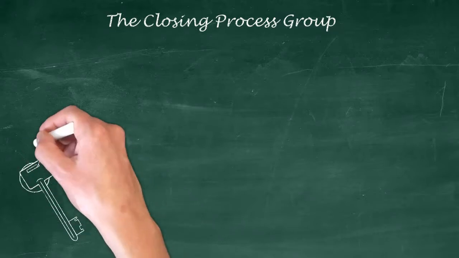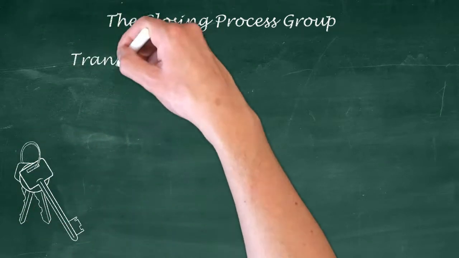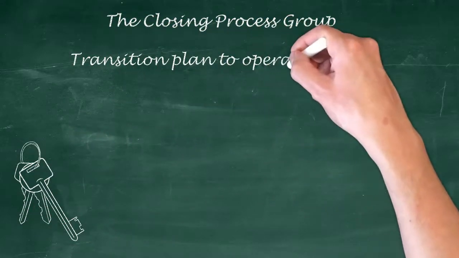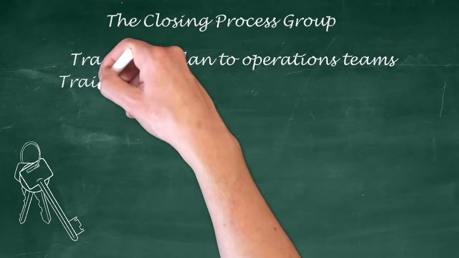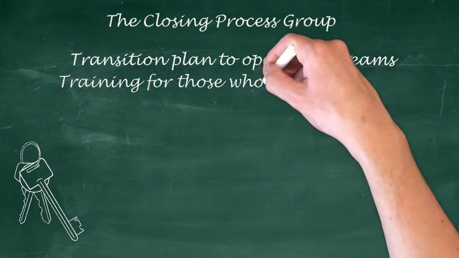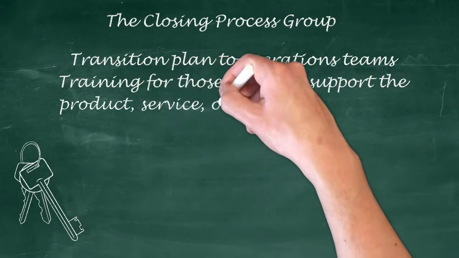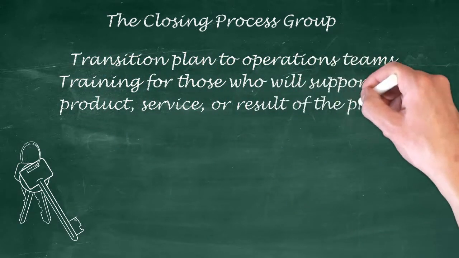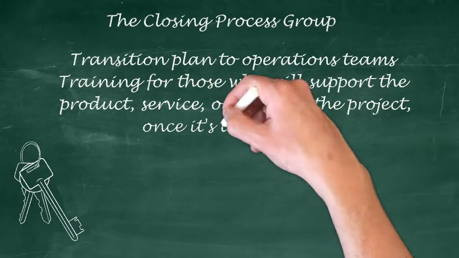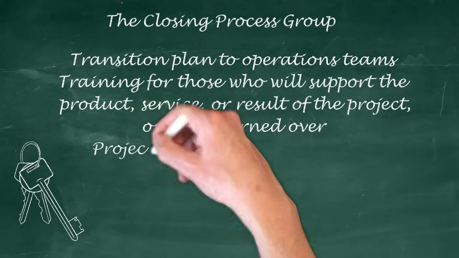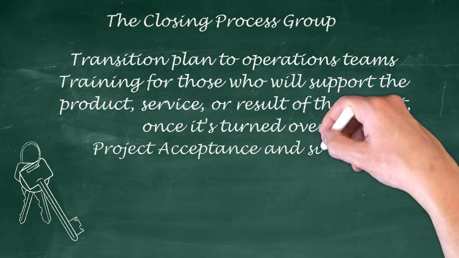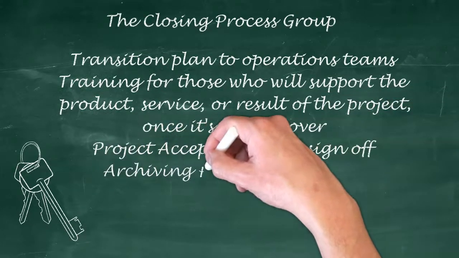And lastly, you have the closing process group. In the closing process group, the key activities are where you now are going to be transitioning to the maintenance or operations team. You're going to be training all of those who will be supporting the product or service that you are handing off to operations. This is the final acceptance and sign-off of the project from the project sponsor and customer.